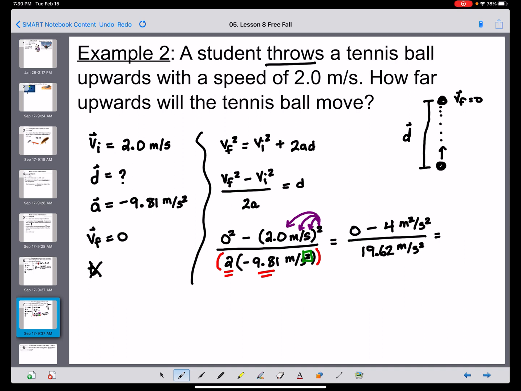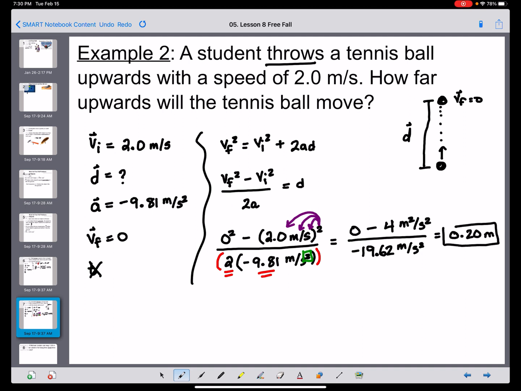Okay, so now if we put that in the calculator, or actually it was negative 19.62, sorry, because it was 2 times negative 9.81. So now if I put that in the calculator, after rounding to 2 significant digits, I get 0.20 meters.